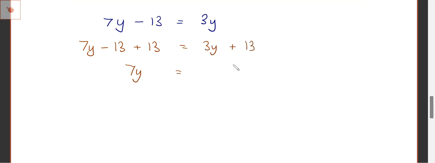What's on this side? 3y plus 13. Now, you might say, but that hasn't helped. I'm still in a bad position, still no closer. But actually, it is a bit closer. This is where you're using this method at a higher level, but we're still using the same method.